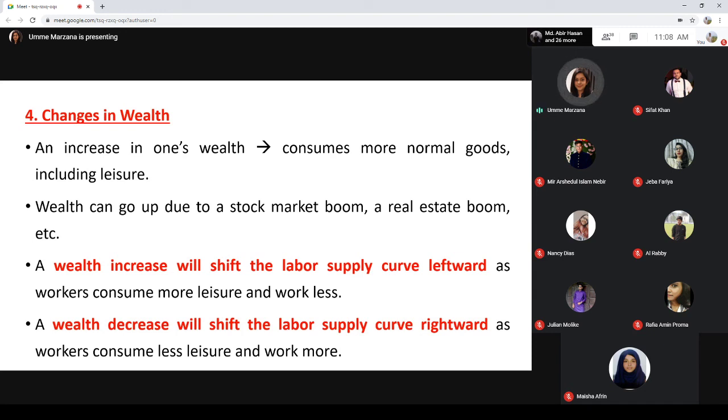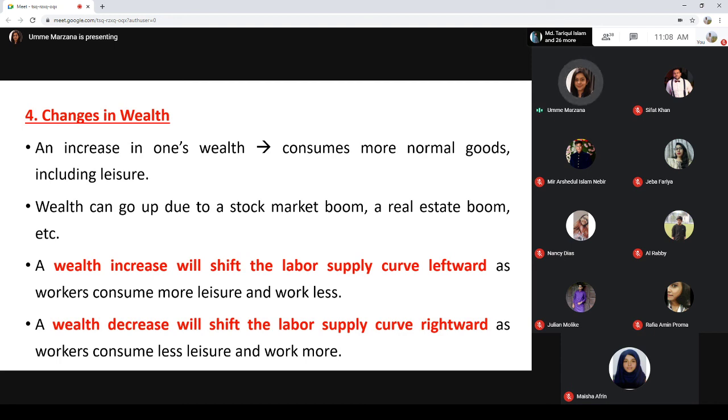So that means the labor supply curve shifts to the right when your wealth rises for those workers. Whereas when your wealth decreases, obviously you feel poorer, you feel like you have less backup money, basically you don't have a safety net as before. If you don't work as much, it will affect you more. So therefore, if your wealth decreases, you're going to supply more labor in the market. So there will be a rightward shift in the labor supply curve when your wealth decreases.